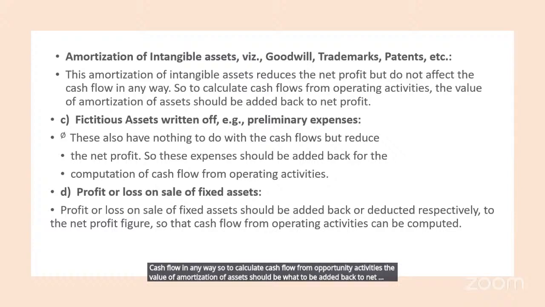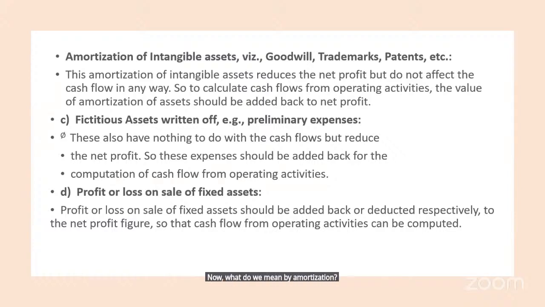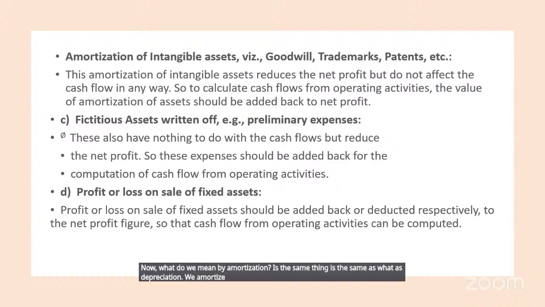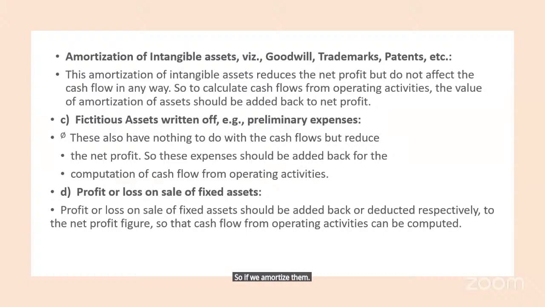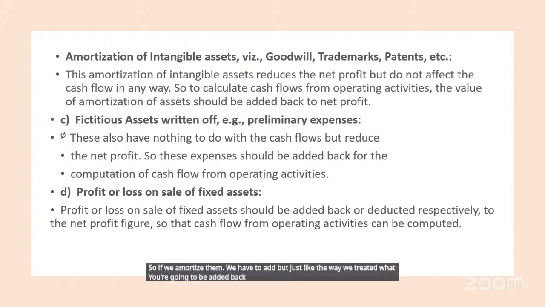Now, what do we mean by amortization? It's the same as depreciation. We amortize intangible asset, but we depreciate tangible physical asset. What are examples of intangible asset? We talk about goodwill, trademark, patent, and the rest of them. These are assets. They are not tangible because you cannot see them, but they exist. So if we amortize them, we have to add it back, just like the way we treated depreciation.